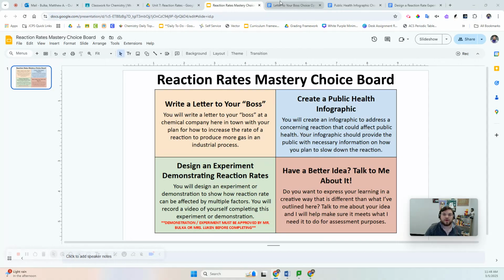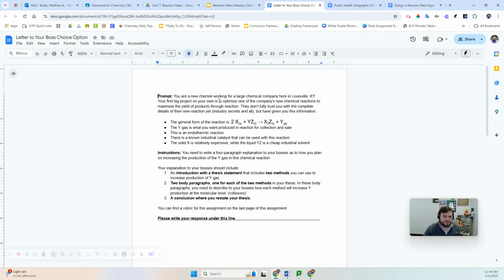Okay. So let's talk about the letter to your boss. The prompt here: you are a new chemist working for a large chemical company here in Louisville, Kentucky. Your first big project on your own is to optimize one of the company's new chemical reactions to maximize the yield of products through reaction. They don't fully trust you with the complete details of their new reaction yet, but have given you this information. They gave you the general form of a reaction: 2X plus YZ yields X2Z plus Y. Okay, you can see I've got the states of matter here for all of these. It's a solid, a liquid, and a gas.